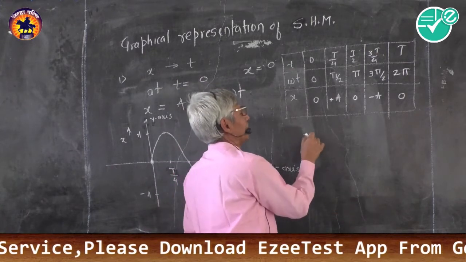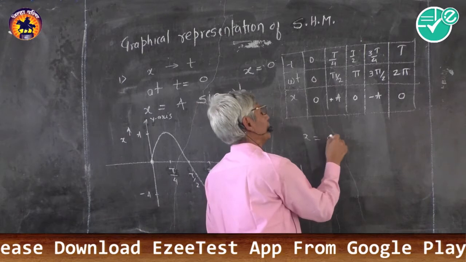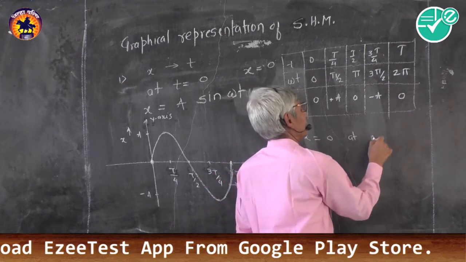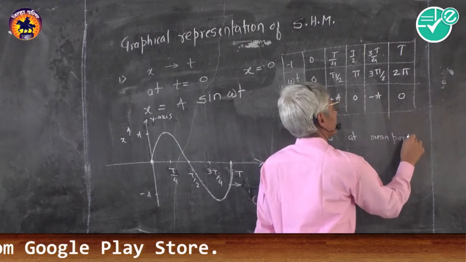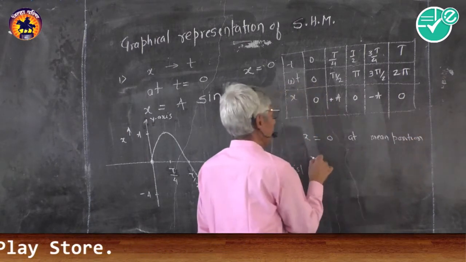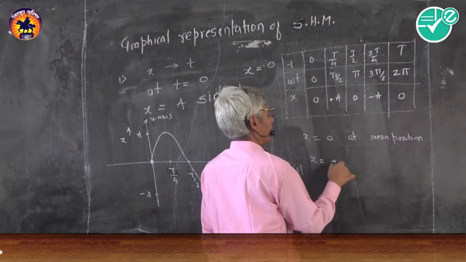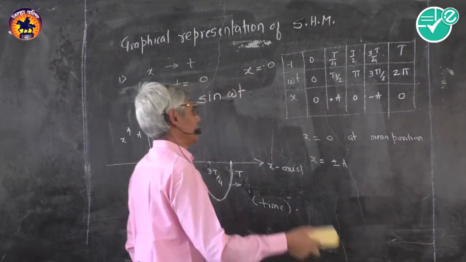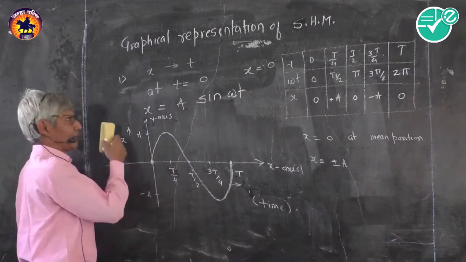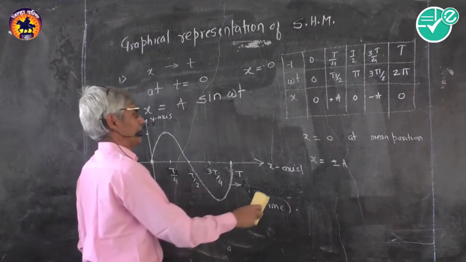From this, the displacement x will be 0 at the mean position, and at the extreme position x is equal to plus or minus a. So this is the graphical representation of the displacement with respect to phase.